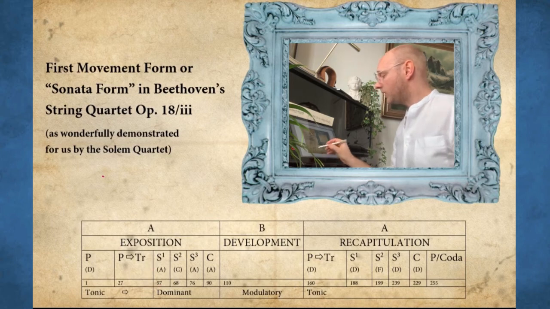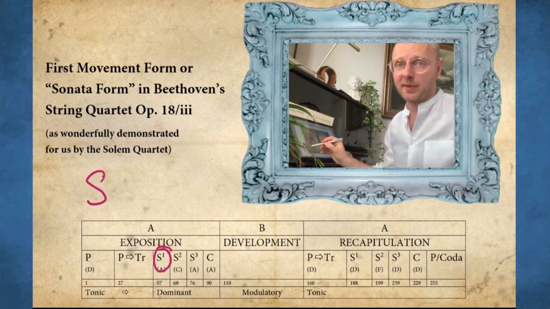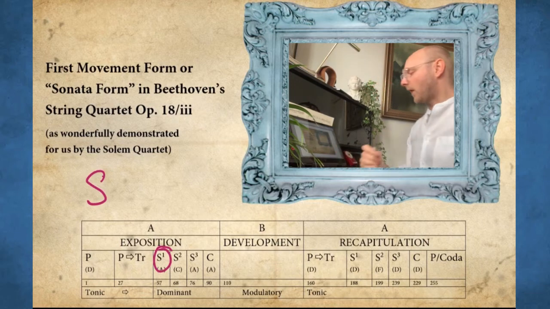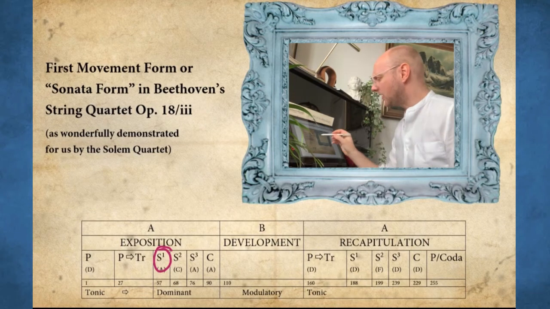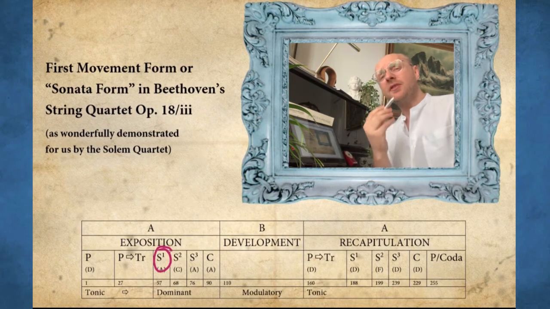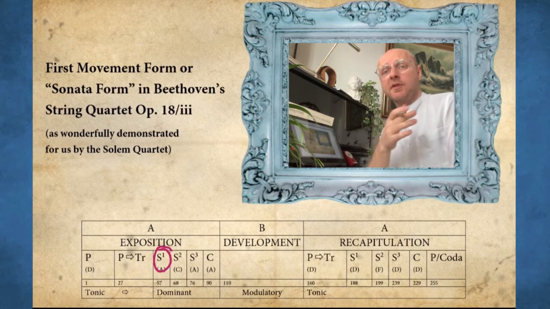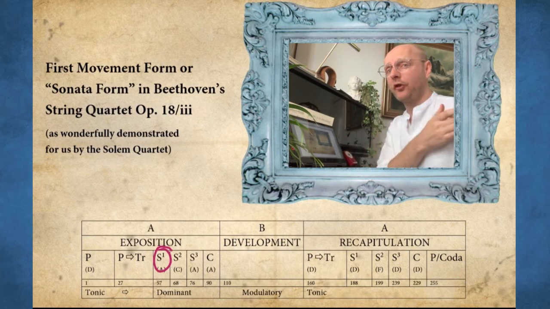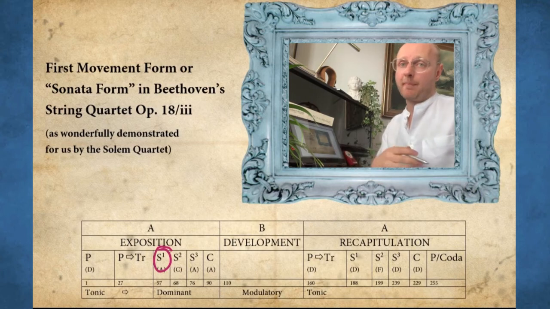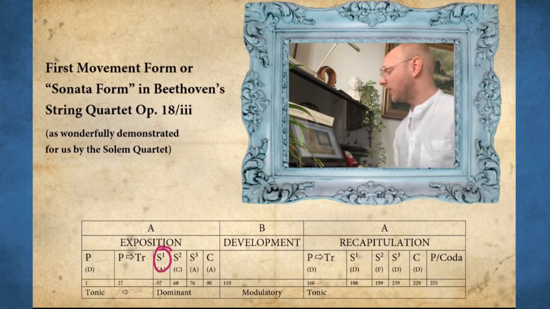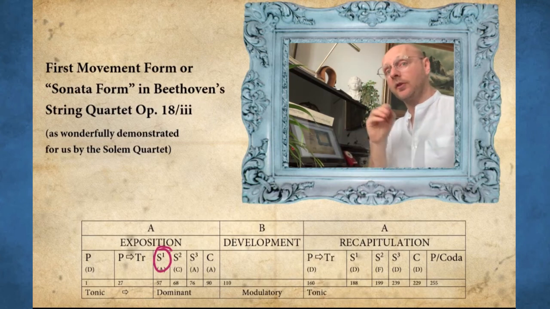Now, you see the acronym there, S. That stands, obviously, for secondary, because P was primary. It would be strange if S stood for something else. So that is a secondary theme. But you'll also see that there's little superscript numbers, S1, S2. Those are the different melodies, or the different themes that happen within this secondary key area. So within the dominant key, there are numerous different themes. It doesn't have to happen that there are more S themes than there are P themes, but it often does. In fact, it's usual that there are a few more secondary themes than there are primary themes.